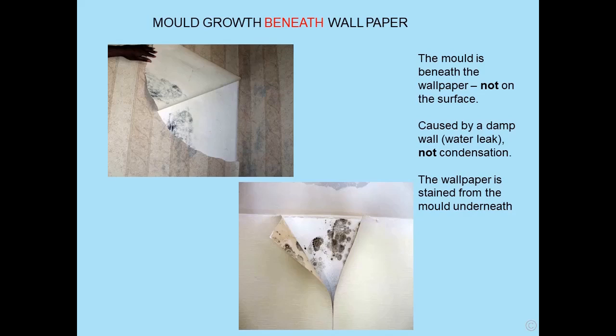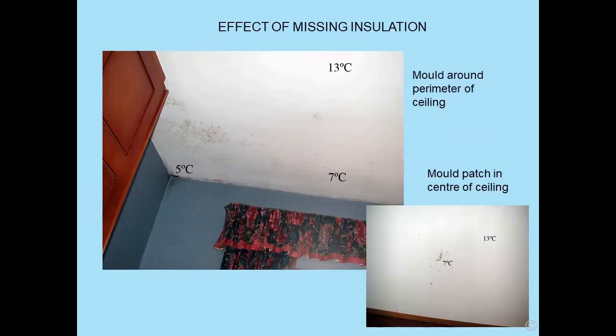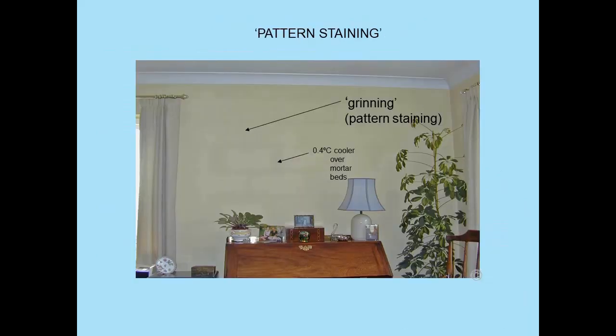Both those cases were leaks externally. You can see, however, on the top one there is some staining of the wallpaper from the mould underneath. Typical mould pattern in a corner, mould on cold spots. Effects of missing insulation and mould, little spot in the middle there, well away from the edge. Insulation was missing in part in the centre. This is nothing to do with mould. It's a phenomenon known as pattern staining, often seen on ceilings, where we've got lightweight blocks and standard mortar between.